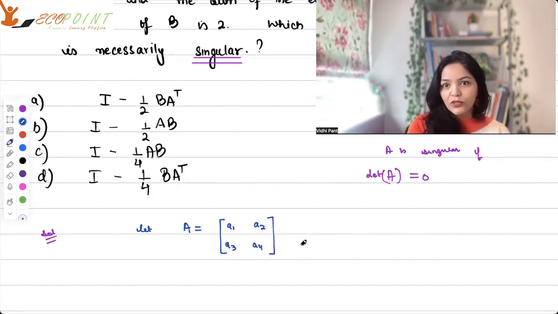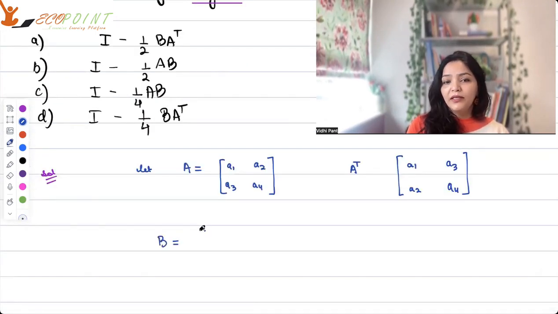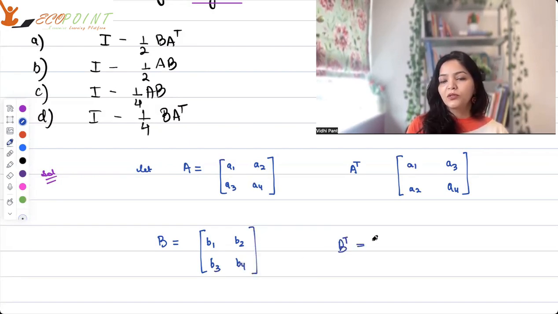Since in your options you can also see transpose, no? So यहीं पर हम लिख लेते हैं, that means A transpose will be A1, A2, A3, A4. Similarly, I also need B in picture. So B को ले लेते हैं B1, B2, B3, B4. And automatically B transpose would turn out to be B1, B2, B3, B4.